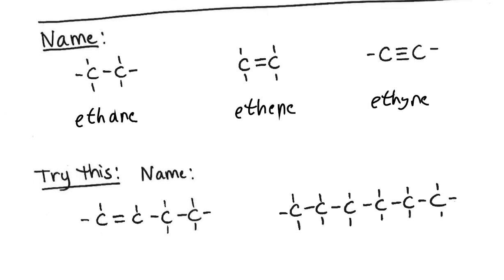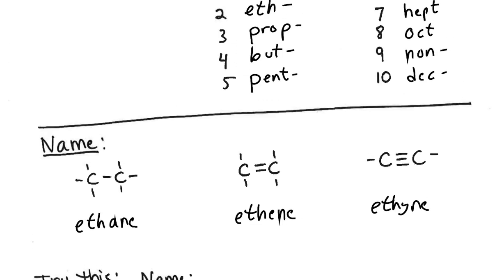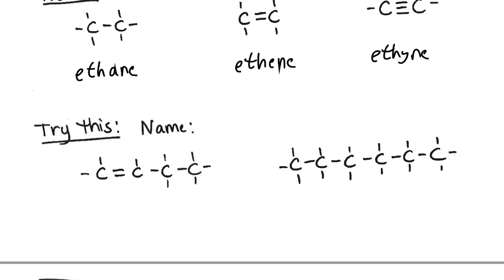All right, now it's your turn to try. Count how many carbons and put the appropriate ending on these to make a simple name. The first one on the left has 4 carbons, so the root name is but, and it's got a double bond, so it's butene. The one on the right has 6 carbons, that's hex, and since it's all single bonds, that's hexane.